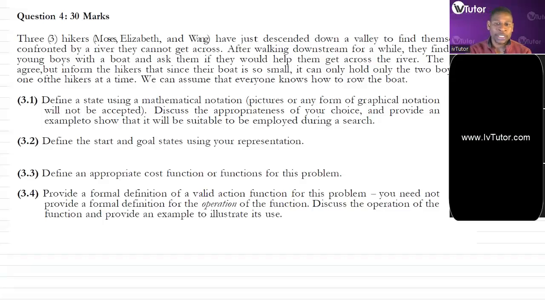So what are the parameters here? It can only hold 2 boys or one of the hikers at a time. We can assume that everyone knows how to row. Define the state. First of all, is it possible for all these people to cross? What do you think about this question?